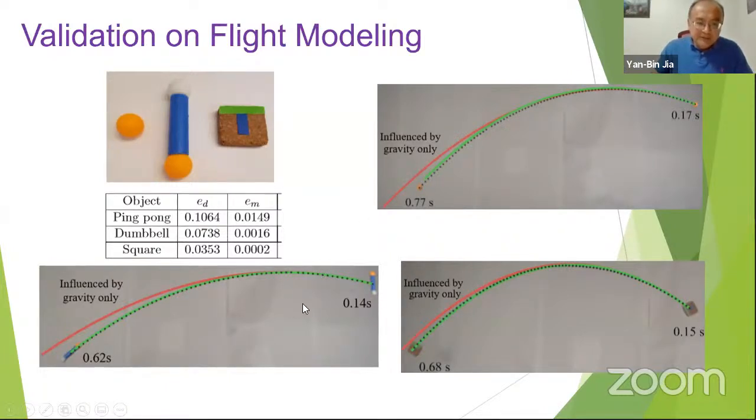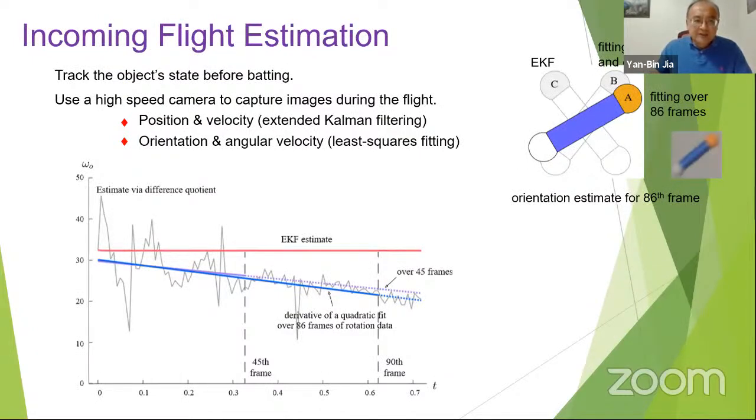We also did the experiment with the dumbbell object and then this block here. And in all these cases, it turns out that the approximate solution is very, very close. The trajectory is very close to the real trajectory. Okay, so that seems good.